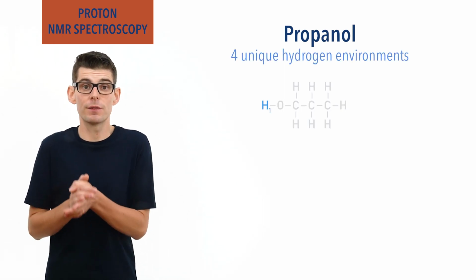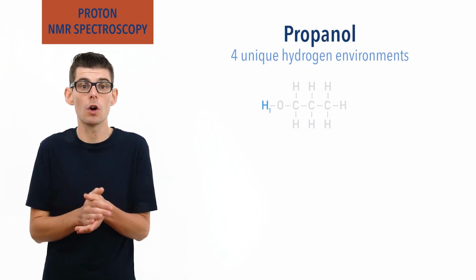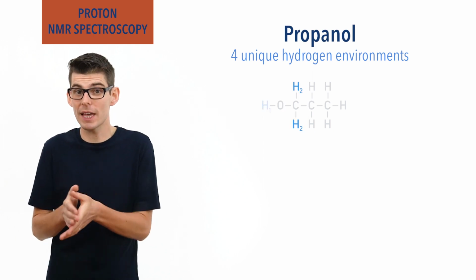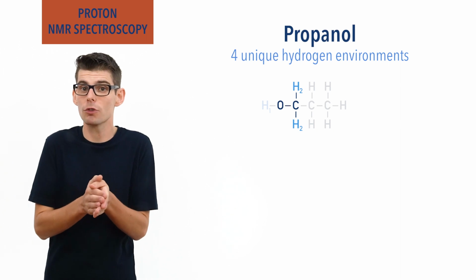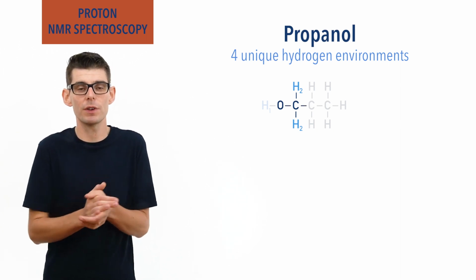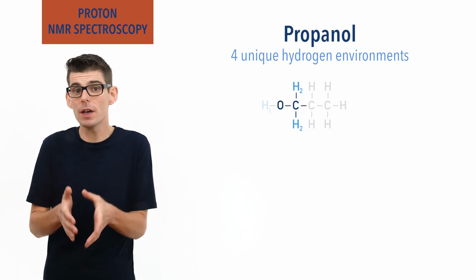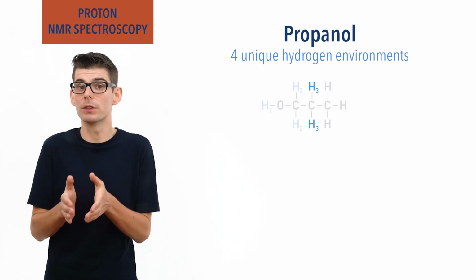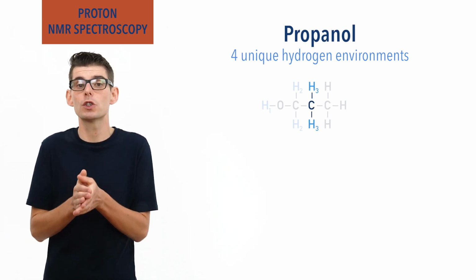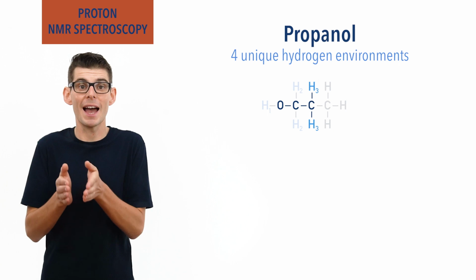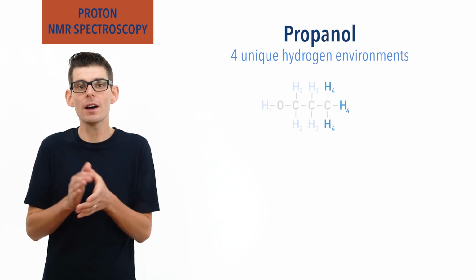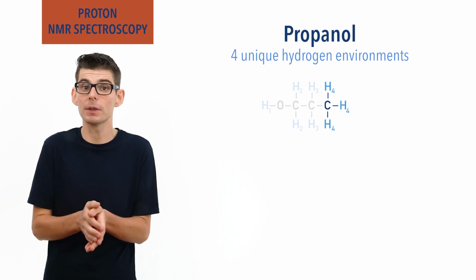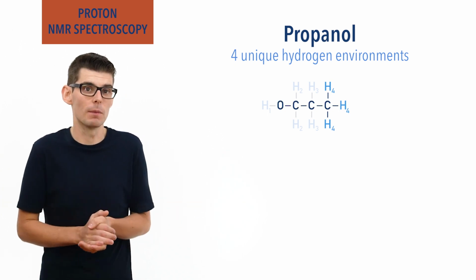In the first, the hydrogen is bonded to one oxygen atom. In the second, the hydrogen atoms are bonded to the carbon bonded to the OH group and the CH2CH3 group. In the third, 2 hydrogen atoms are bonded to a carbon atom that is bonded to a CH2OH group and a CH3 group. And in the fourth, 3 hydrogen atoms are bonded to a carbon that is bonded to the rest of the molecule.